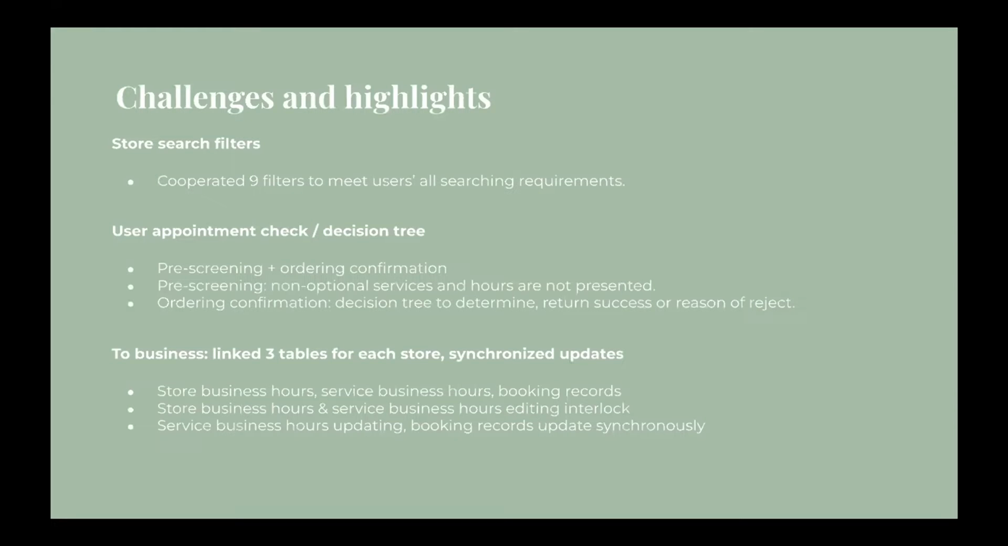The third shining point I want to talk about is the 3 tables linked in each store and the synchronized update mechanism. In our design, each store has 3 tables, including store, service, and booking records. These tables are automatically created by business owner or customer behaviors. We have an interlocked mechanism to avoid incorrect operation of the business owner. It allows service hours and business hours to follow logic and rules.